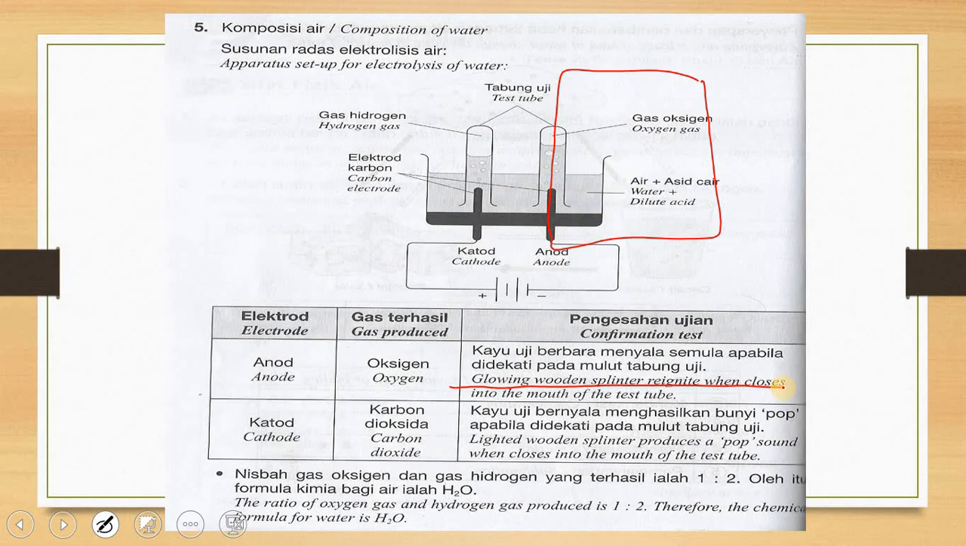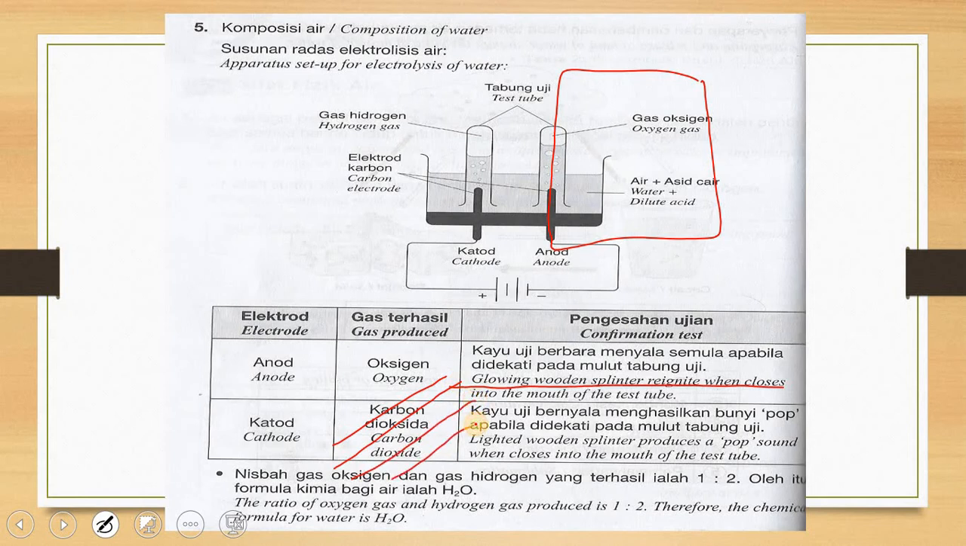So the wooden splinter's fire is almost gone, and when you bring it closer to the oxygen, it will reignite. This confirms, this shows the positive presence of oxygen gas.